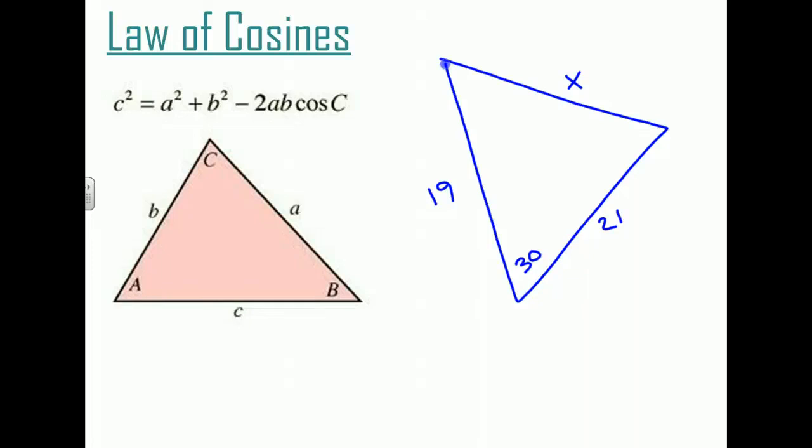You can't use law of sines because when we try to set up law of sines, you'd have the sine of 30 over x, and then I don't have another angle. If you don't have another angle, then you're going to have two missing values. I'd have the sine of some unknown angle over 19. So the problem is you have two missing things. You can't use law of sines, so you have to use law of cosines.